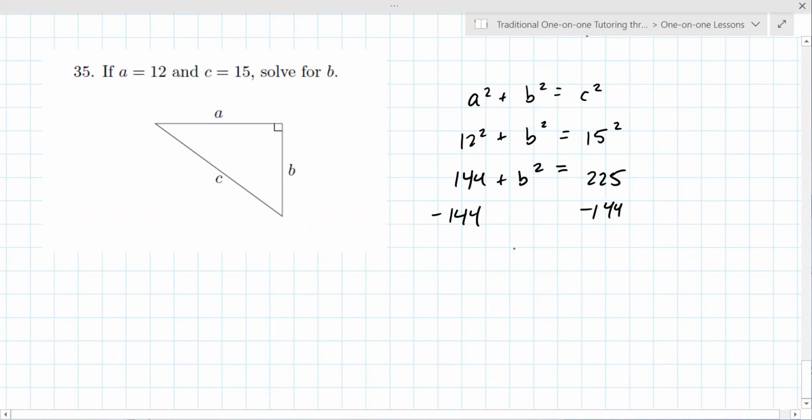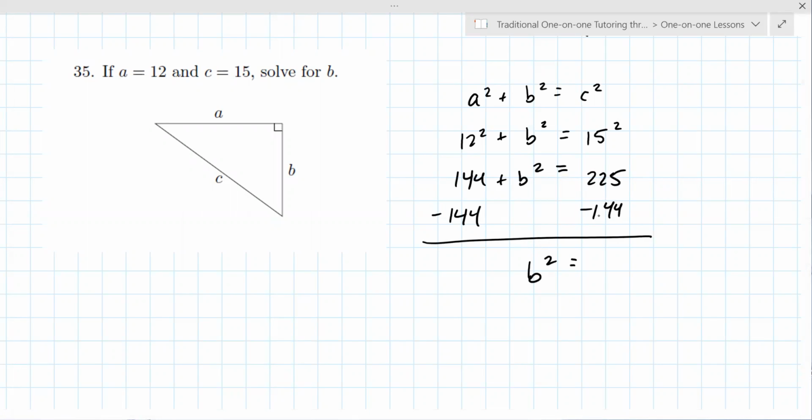Wow, this is awesome. Keep going. B squared equals, what's 225 minus 144? Yeah, I'm subtracting it. Oh, cool. Wow, you're kicking this problem's butt. Yeah, keep going. 81, and it's going to be 9. B is 9. Wow. That was really good.